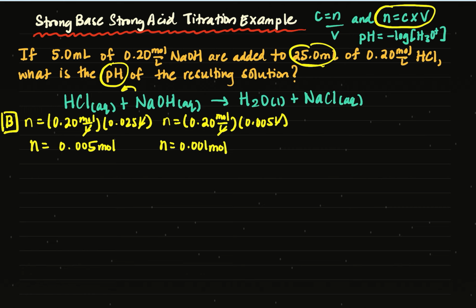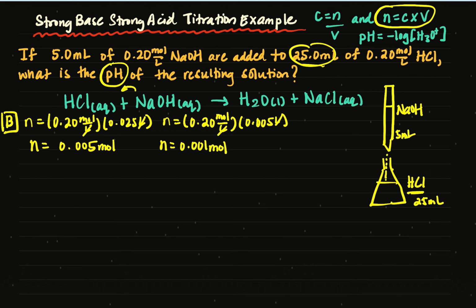Okay, let's think about this for a second. Let's visualize. So in the titration, you have a burette. This is usually where you find the base. And underneath the burette is a receiving flask of, in this case, HCl. Now in this part of the titration, you've only titrated 5 milliliters of NaOH into 25 milliliters of HCl. So we can also tell by the moles that the HCl is in excess.